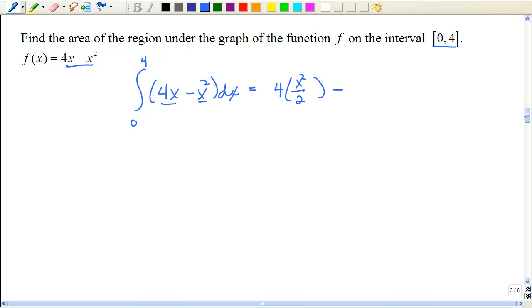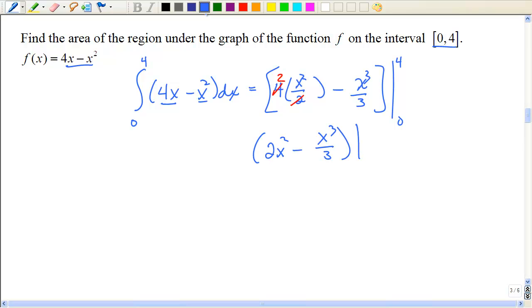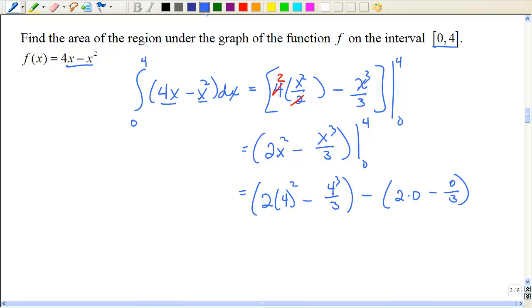Power rule again. So add 1 and divide, and here's our function, and I'm going to evaluate that between 0 and 4. Let's again reduce. So I have 2x squared minus x cubed over 3 between 0 and 4. So that's 2 times 4 squared minus 4 cubed over 3, minus 2 times 0 minus 0 over 3. It's always nice to have 0 as a limit. Usually the math is really easy because you can see all of that is 0.